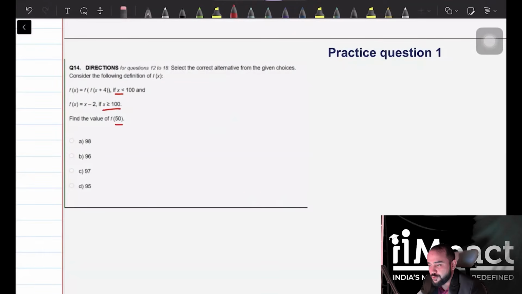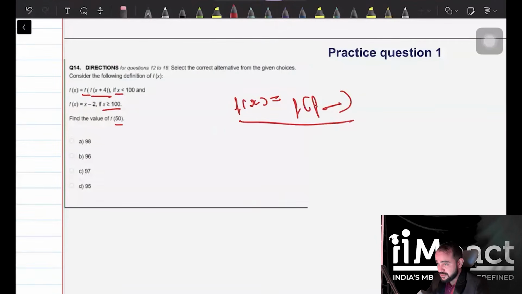You have f of something. Do we have a function for this? Did we discuss a function for this? No, right? So no cell here.